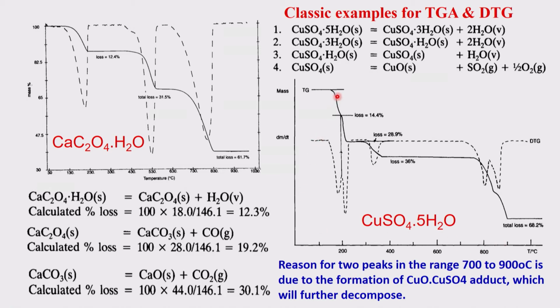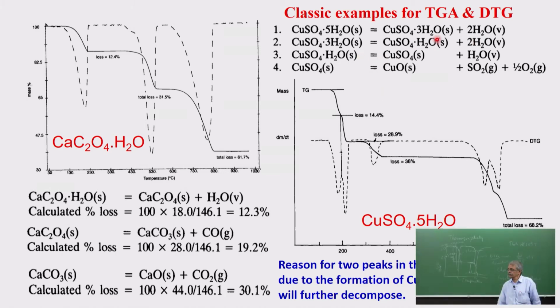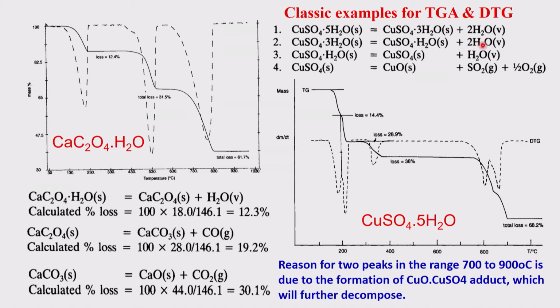So, if you take the derivative curve, you get the two peaks. The first loss is at this temperature, the second loss is at this temperature, and both correspond to this. First loss is 2 molecules of water, second loss is another 2 molecules of water, not the same 2 molecules, because totally 5 molecules of water are there. When 2 are lost, 3 molecules are left. Out of these 3, again 2 molecules are lost, and then one more molecule will be lost. So, all this will happen within 200-300 degrees Celsius, as I mentioned.